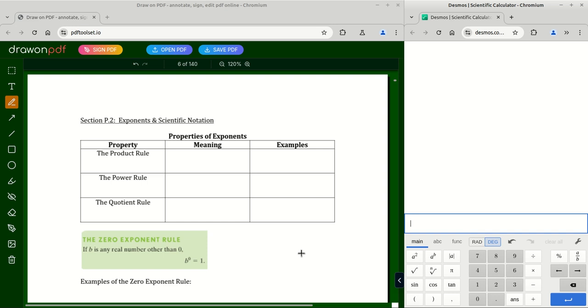Hello everyone. This is the video lecture for Math 1314. We're now doing section P.2. So exponents, essentially. So we're going to do exponents.